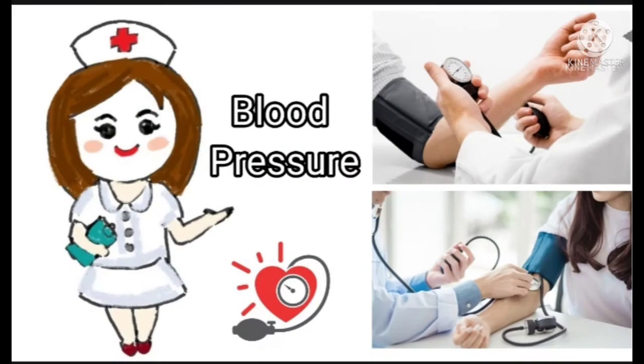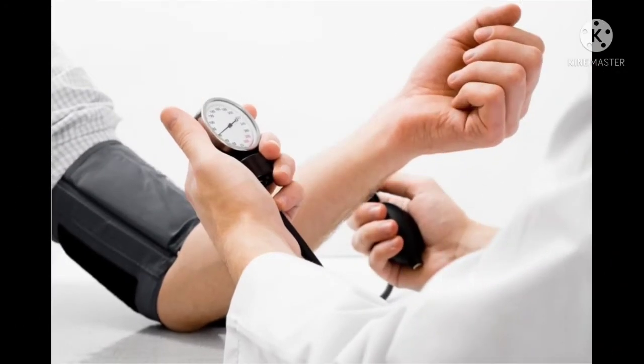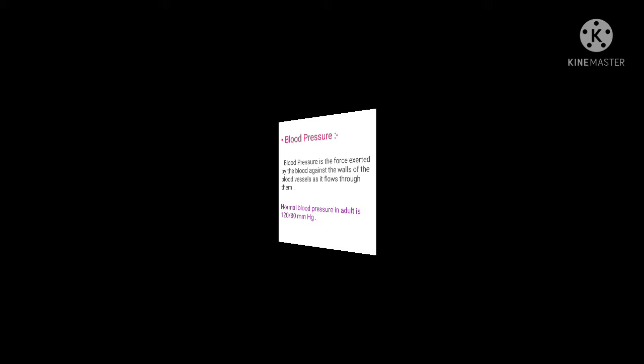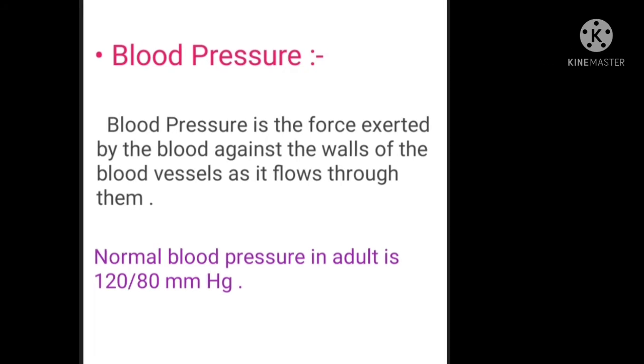Today we are going to discuss blood pressure. It is the fourth part of vital signs. So let's start today's topic. What is blood pressure? Blood pressure is the force exerted by the blood against the walls of the blood vessels as it flows through them. Normal blood pressure in adults is 120 per 80 mm of Hg.